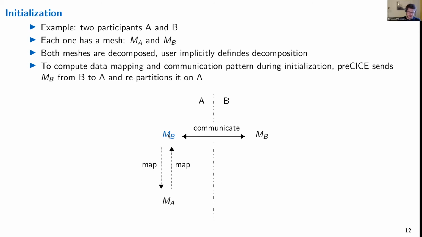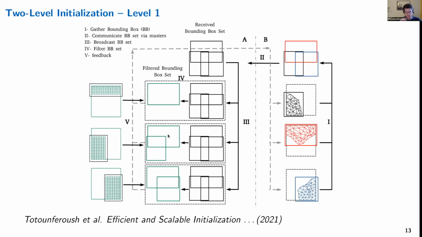I'm running a bit short on time, so I'm only going to scratch the surface of how we do this. We do this with a two-level approach. On the first level, we only handle bounding box data. On the one side, we collect bounding boxes around the partitions. We give those to the other solver, and the other solver also has bounding boxes around its mesh.